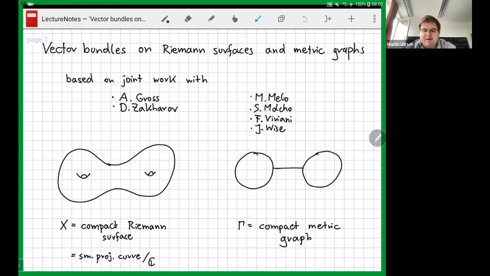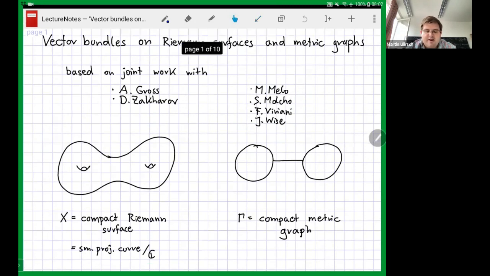So the topic of my talk is a bit of a survey style thing, in the sense that it's about the general topic of what should be a vector bundle on a metric graph, a tropical curve. And this whole thing is based on joint work with Andreas Gross that we just uploaded on the arXiv two weeks ago or three. And at the end, I will also mention some ongoing work with Margarita Melos, Molcho, Filippo Viviani, and Jonathan Weiss, if time allows for it.